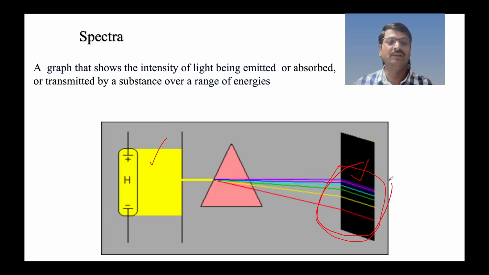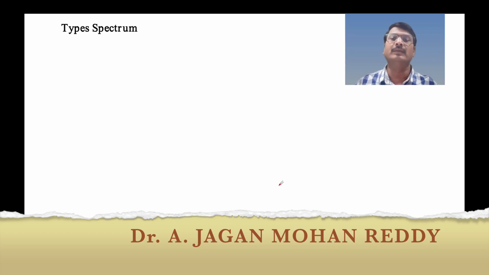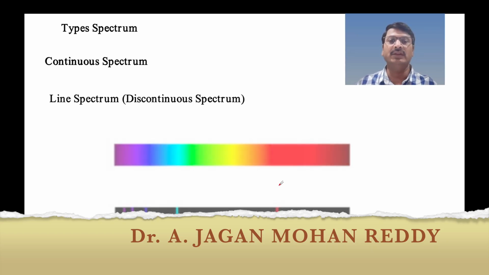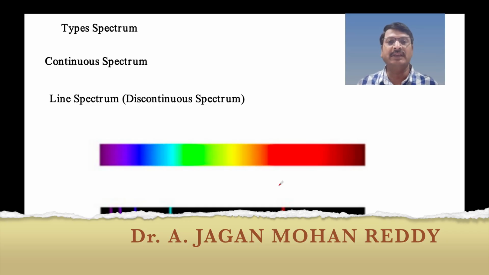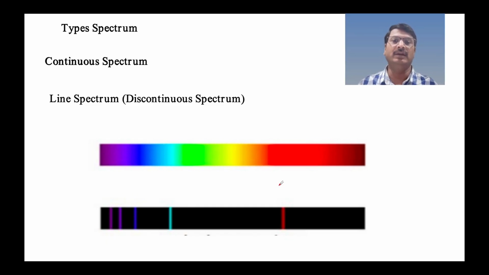So it is called spectra, and the spectra is divided into two types: continuous spectra and discontinuous spectra. Continuous spectra is nothing but the spectral lines are present without any gap. Without any gap is nothing but all the spectral lines are present continuously without any empty space. Best example for the continuous spectra is VIBGYOR. When you see the VIBGYOR, all the 7 colors are continuously present without any gap.